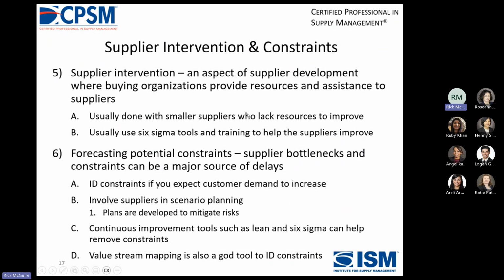Supplier intervention. Buying organization provides resources and assistance to supplier. Usually done with smaller suppliers or diverse suppliers. Six Sigma tools and training are a lot of the things that we can give them. And then forecasting. Supplier bottlenecks and constraints can be a major source of delay. So you want your suppliers to be able to forecast their ability to meet our demands in the future. What is their capacity? So involvement, scenario planning, continuous improvement tools, Lean and Six Sigma, and value stream mapping, etc.